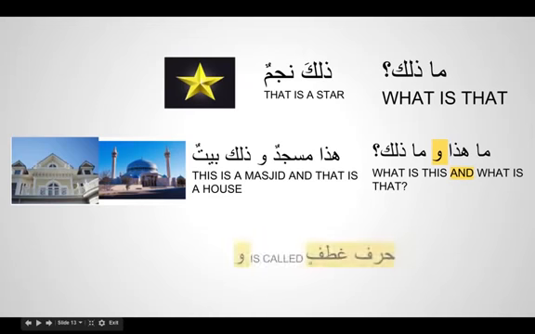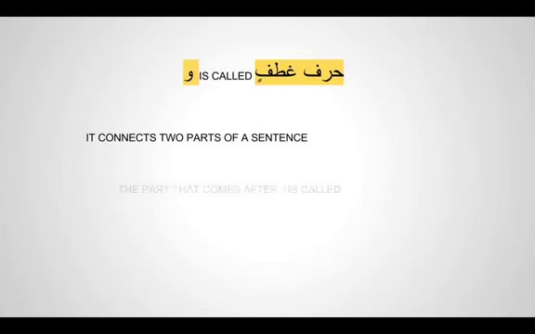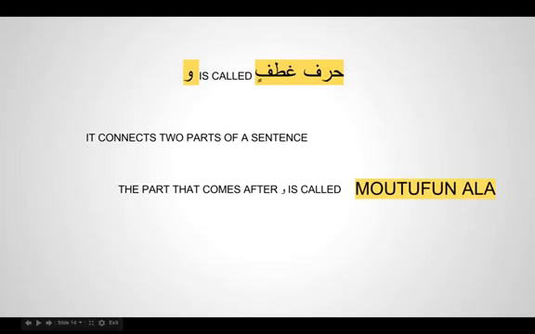This waw is called harfu atfin. Sorry, there's a spelling mistake here. It's not ghain, it's ain. Harfu atfin. So this harfu atfin is used to connect two parts of a sentence. And the part that comes after waw is called ma'tufun ala. Let me explain what it means. It is a particle of connection which connects the two parts of a sentence.